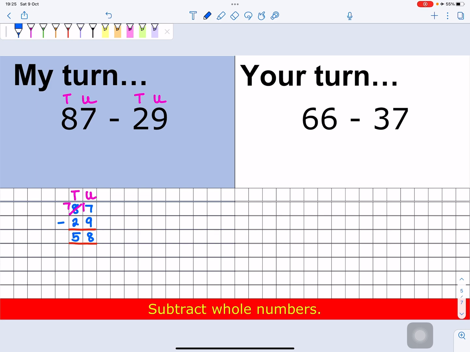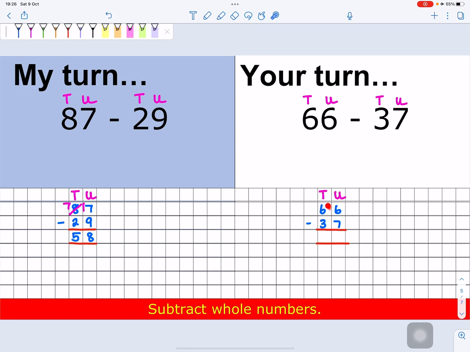Press pause and try the your turn question. We have tens and units, tens and units. So we'll use our tens and our units in our column. We have 66, take away 37. We have 6 on the top and 7 underneath. Again, we think if we've got £6, can we afford something that costs 7? The answer should be no.